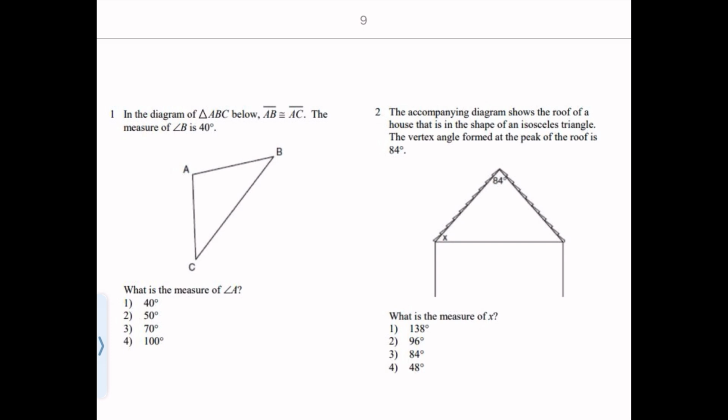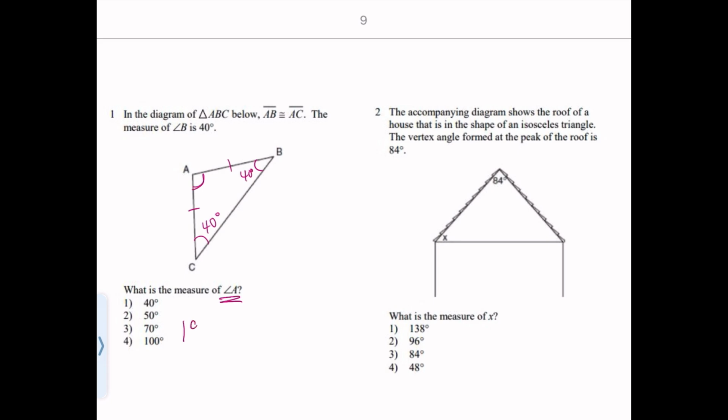Okay. In the diagram of ABC below, line AB is congruent to line AC. The measure of angle B is 40 degrees. What is the measure of angle A? So we know that line AB is congruent to line AC, and the measure of angle B is 40 degrees. And since line AB is congruent to line AC, that makes angle B congruent to angle C. So angle C is also 40 degrees. And we're trying to find the measure of angle A.